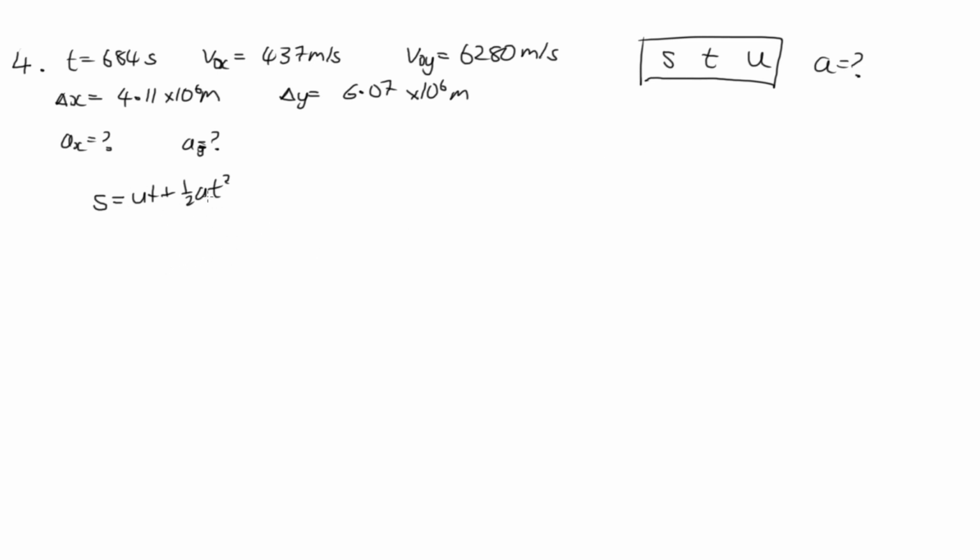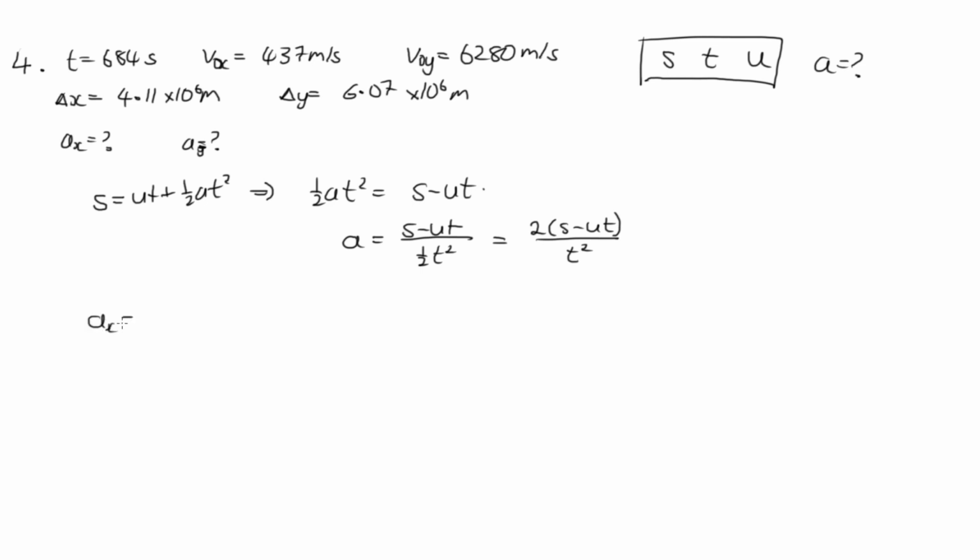Okay, so what we're going to do is rearrange this because we're trying to find the acceleration. So to rearrange this, we can say, well, a half at squared is equal to s minus ut, and so a is equal to s minus ut over a half t squared, which we could also write, if we want, as 2 times s minus ut over t squared. So now what we can do is we can just substitute our numbers in for the x direction and also for the y direction.